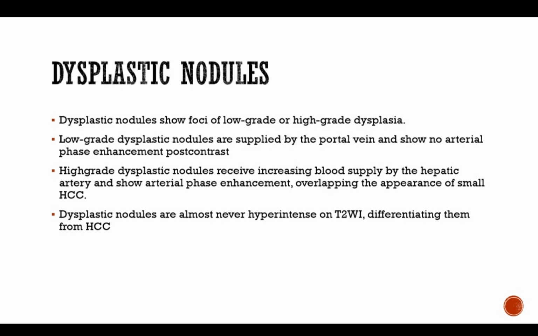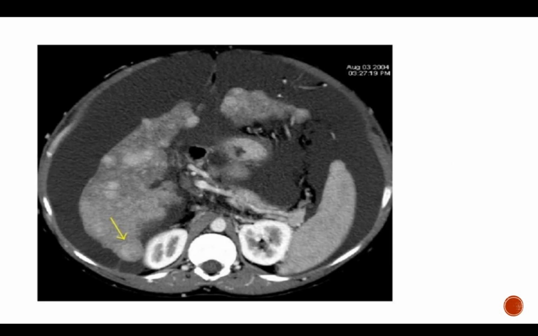Now, dysplastic nodules are the second type of nodules in cirrhosis, and they are of two types as well. They could be low-grade or high-grade dysplasia. Low-grade are similar to regenerative nodules with the same imaging features, and again, it's difficult to distinguish them, while high-grade have features similar to those of hepatocellular carcinoma. They receive blood supply from the hepatic artery, so during the hepatic arterial phase of enhancement, they will show enhancement as well.